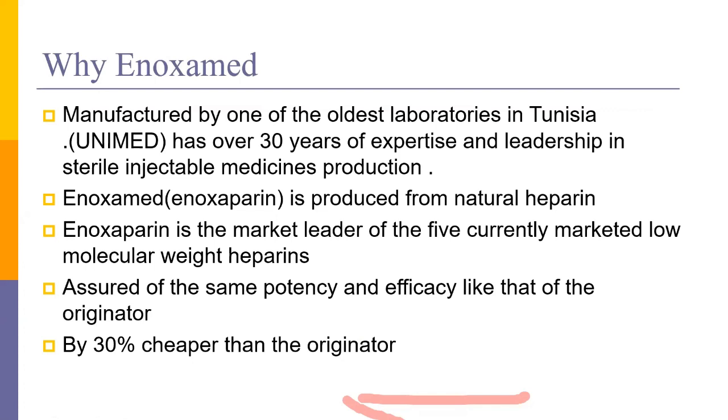Enoxaparin is manufactured by one of the oldest laboratories in Tunisia, Unimed, which has over 30 years of expertise in sterile injectable medicines production. Of the 5 currently marketed low molecular weight heparins, it is assured of the same potency and efficacy as that of the originator. And one unique thing about Enoxaparin is that it's 30% cheaper than the originator, as we are going to see from the facts in the following slides. Next slide, please.